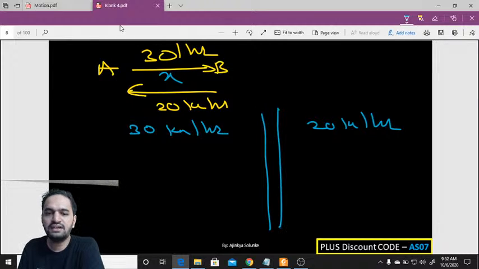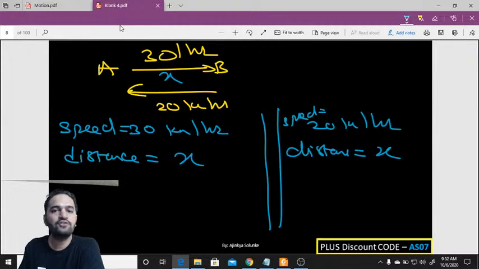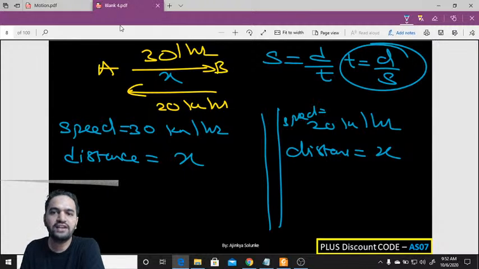Now can I say these are speeds? This is speed, right? Now what is the distance for both the cases? That is x. Distance for this is also x. Agreed? Now can you find out time for me? Because speed is equal to distance by time, so time is equal to distance by speed. Okay, so find out time for this.